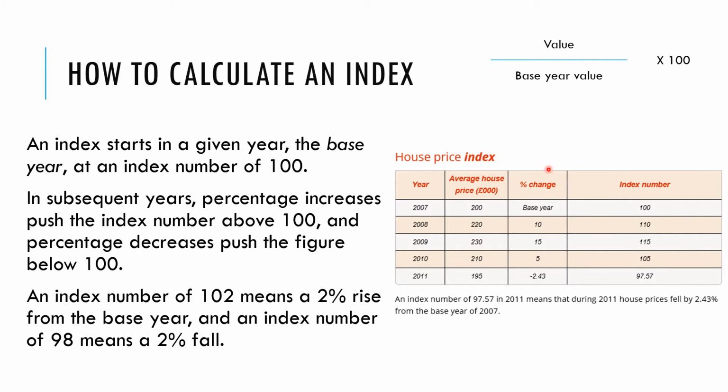This is an important formula to calculate it. To calculate the index number in any given period, it is the value divided by the base year value times 100. So here, 200,000 is the value, divided by the base year value, 200,000 times 100 gives you 100. 220,000 is the value, divided by the base year, 200,000 times 100, 110, and so on. What you can see down here is actually in 2011, the average house price was lower than the base year, and so our index is actually less than 100, 97.57.